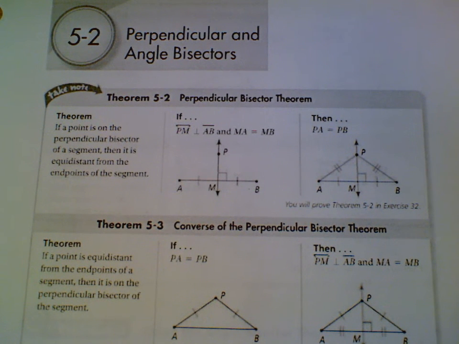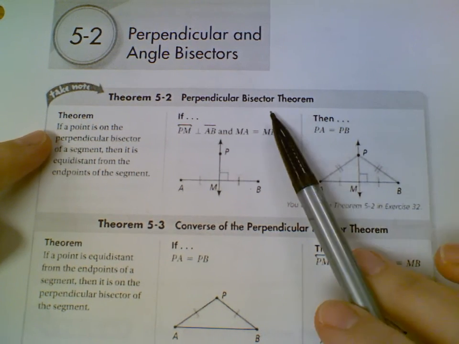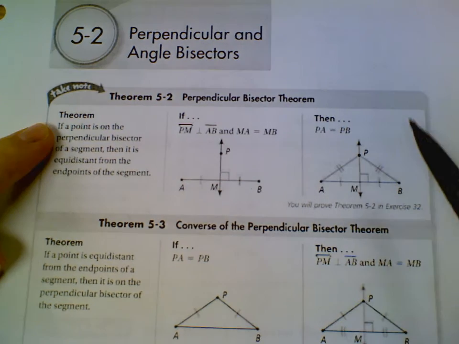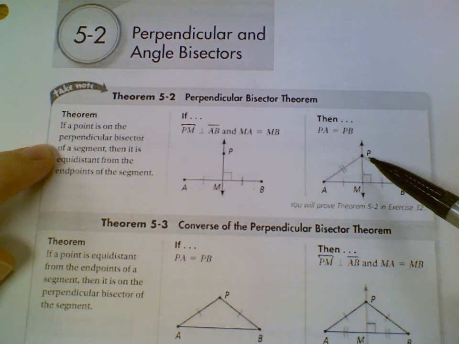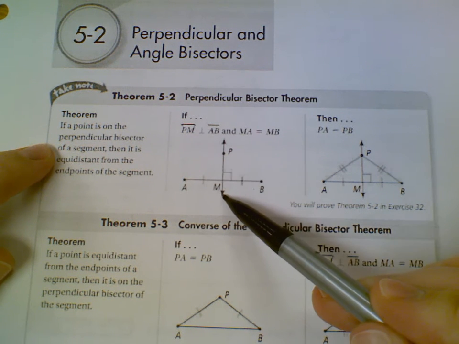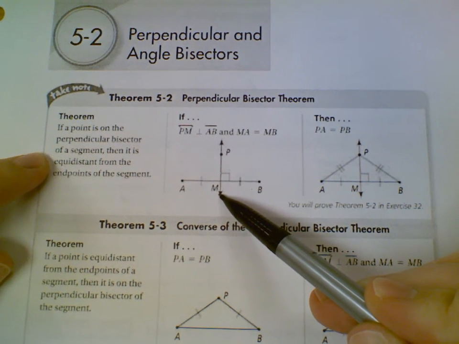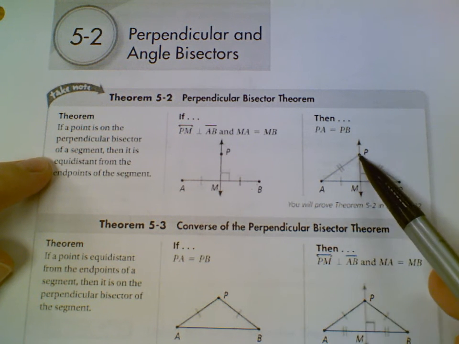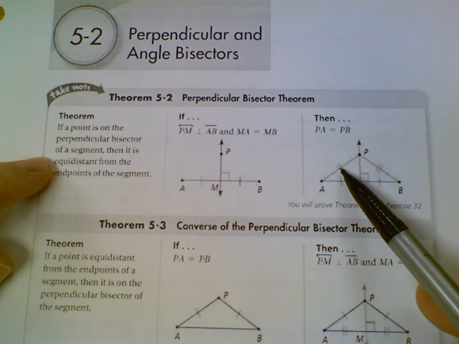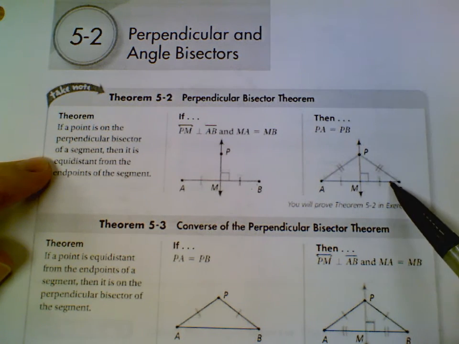Section 5.2 is about perpendicular and angle bisectors within a triangle. So Theorem 5.2 is the perpendicular bisector theorem. It says if a point is on the perpendicular bisector of a segment, so that means like P is on the perpendicular bisector, then it's equidistant from these endpoints. So therefore I know that this line segment is congruent to this line segment.